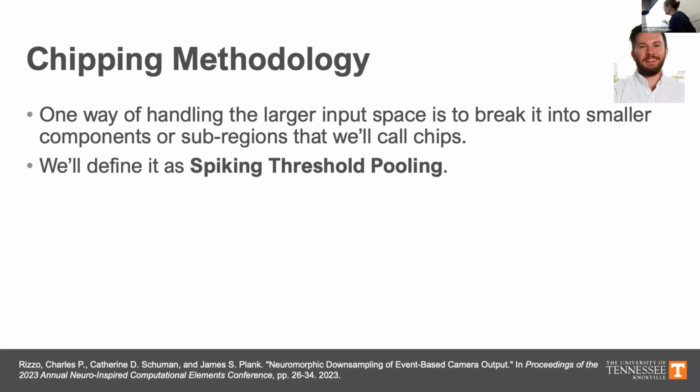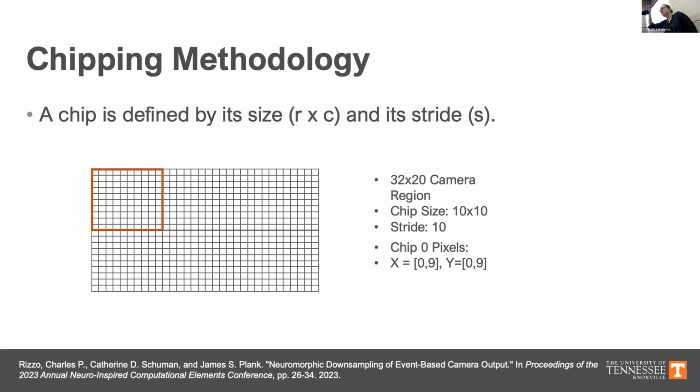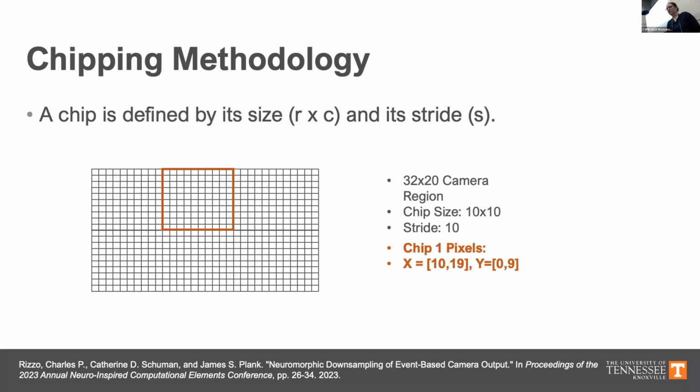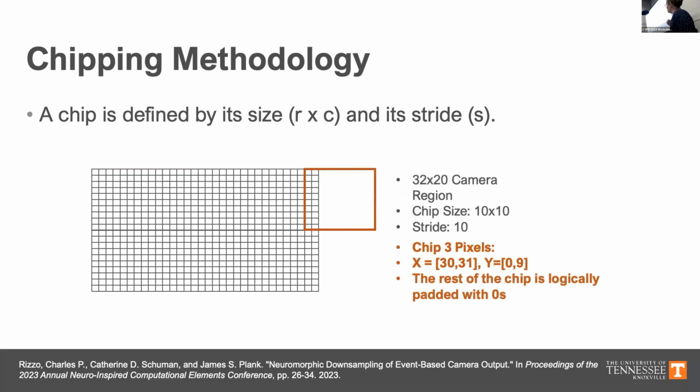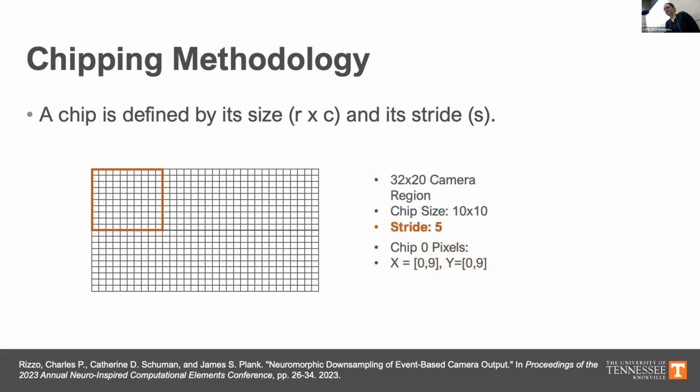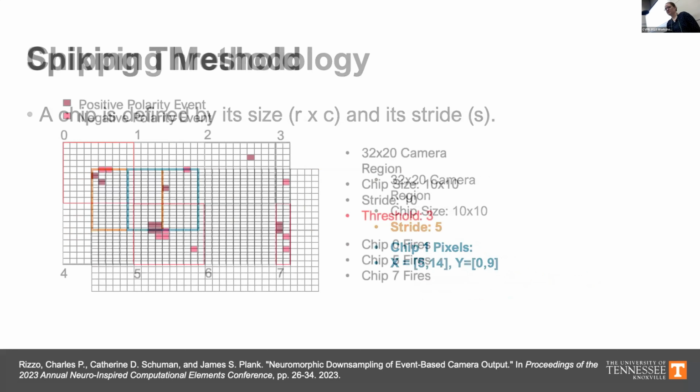This approach Charlie is calling spiking threshold pooling. It works, in terms of the high level and the parameters that you're thinking about, a lot like pooling does in traditional artificial neural networks. We have a chip that's defined by its size and its stride, and of course it strides across the field of view. If you have an overlap at the end, we pad it with zeros if it goes outside the region. Here is a stride of 5, so of course then we do have overlapping chips.